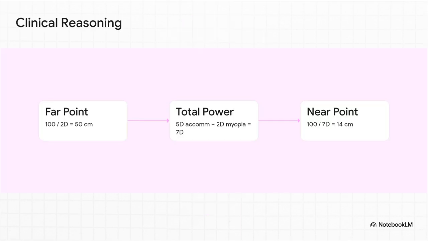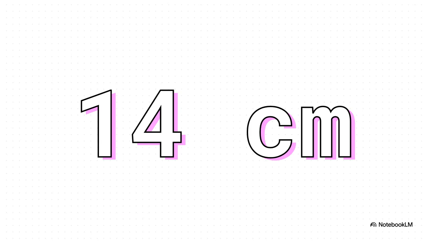All right, let's break down the clinical reasoning step by step. Don't just blindly memorize the steps here. Think about the physics. Her eye is already too powerful, right? It's acting like a built-in magnifying glass. First, her -2 diopter error acts like a built-in plus lens. Using our standard formula of 100 divided by diopters, her far point is set at exactly 50 centimeters anterior to the cornea. Now, when she maximally accommodates, she adds her 5 diopters of ciliary muscle effort to that built-in 2 diopters of myopia. That gives her a massive total of 7 diopters of converging power. And dividing 100 by 7 is going to give us her near point. That math lands us right at 14 centimeters.